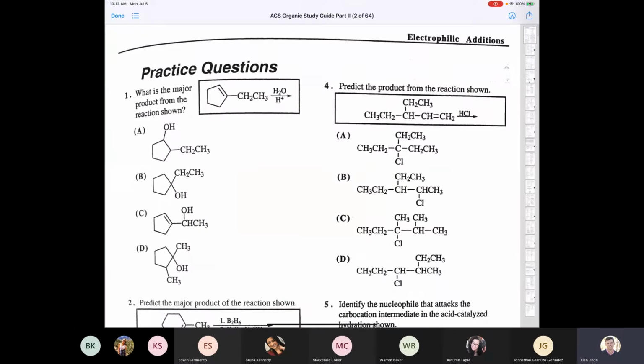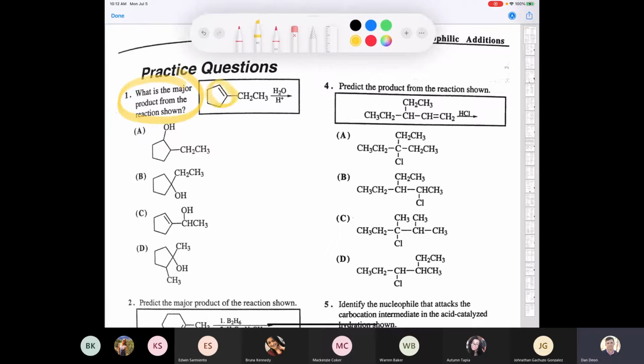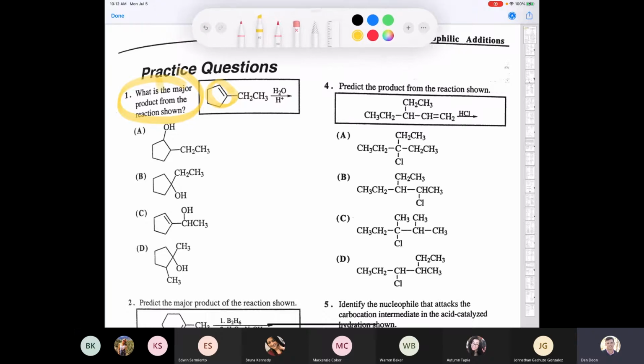Okay, so now we're talking about electrophilic additions. So let's see here. Question number one is a question I wanted to take a look at. It's this guy right here. It just says, what's the major product for the reaction shown? We have an alkene, beautiful alkene. We're adding water and acid.